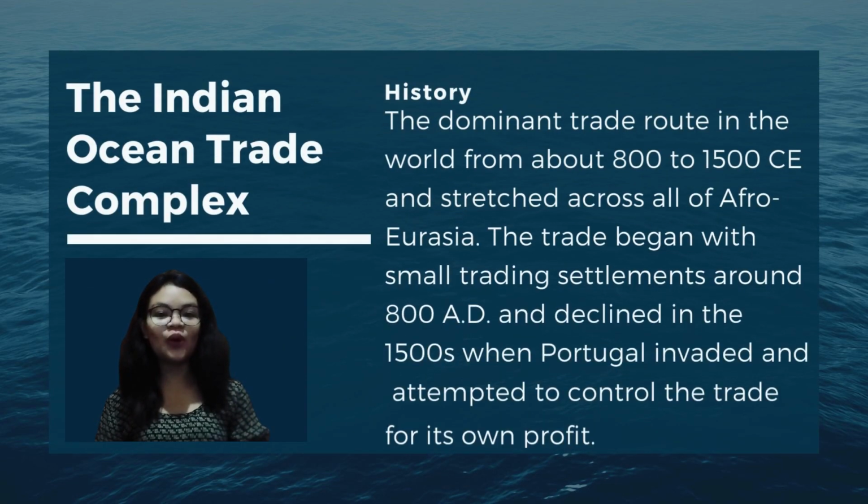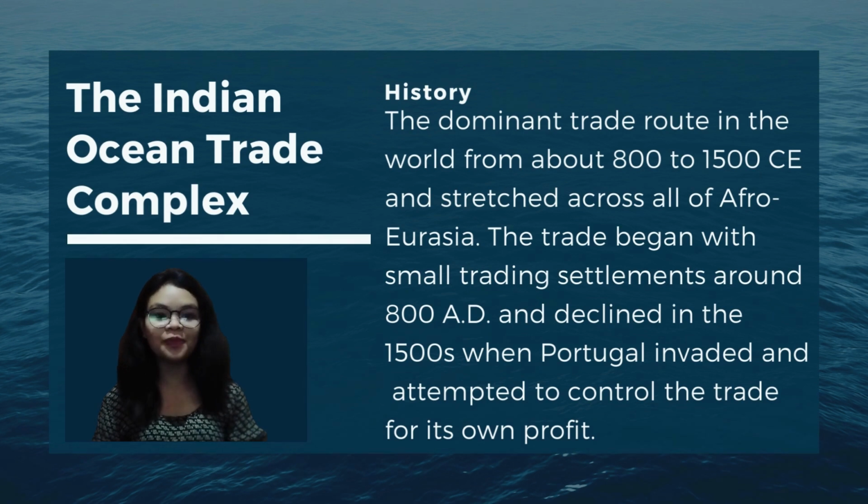Now that you already know what the Indian Ocean Trade Complex is, let's dive more into its history. Indian Ocean trade was the dominant trade route in the world from about 800 to 1500 CE and stretched across all of Afro-Eurasia. The trade began with small trading settlements around 800 AD and declined in the 1500s when Portugal invaded and attempted to control the trade for its own profit.